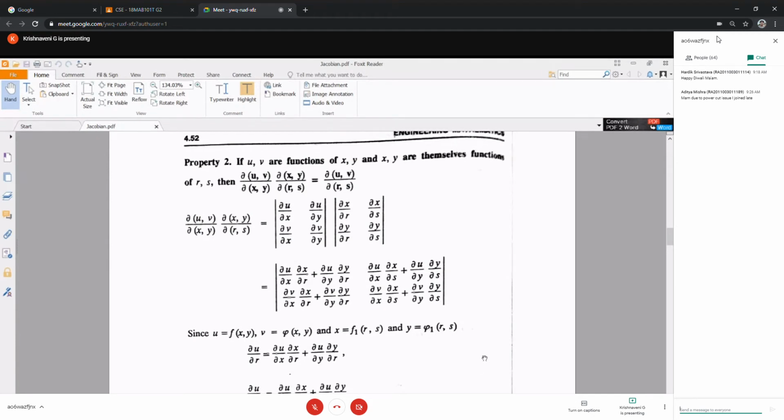Okay, next I am going to start the third chapter, ordinary differential equations. I will explain on the board. Wait a minute.